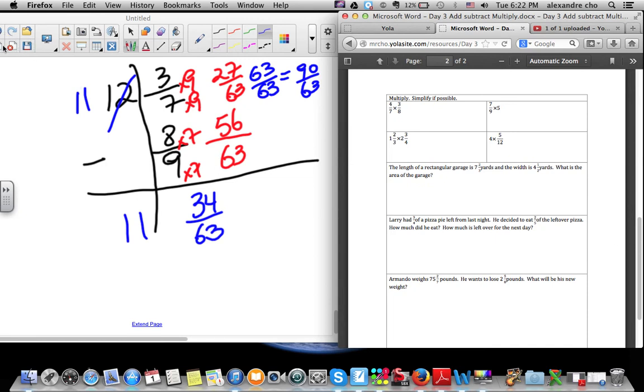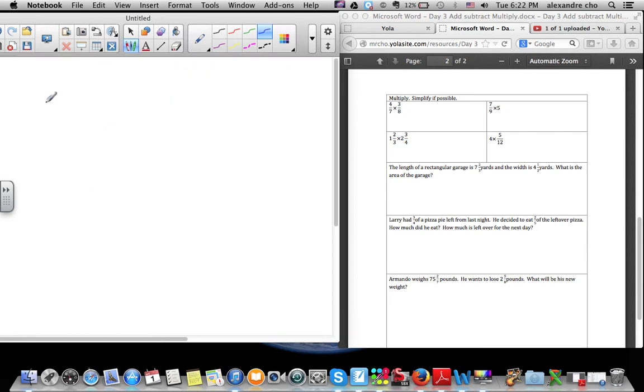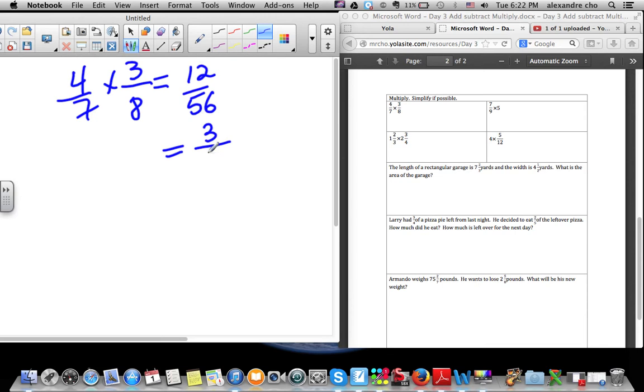Multiplication. Yay. And we got 4 over 7 times 3 over 8. Okay. And you get 12 over 56. Numerator times numerator, denominator times denominator. And that simplifies, I don't know, divide that by 4, which gives you 3 and, no, 14. And let me go back. And that's 14. 12 divided by 4 is 3, and 56 divided by 4 is 14. Okay.